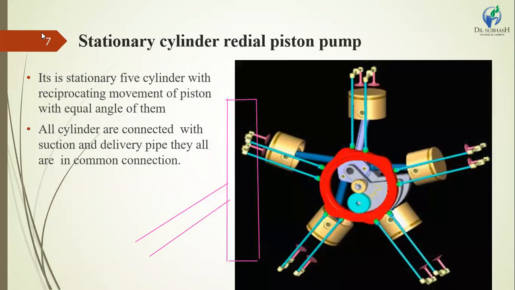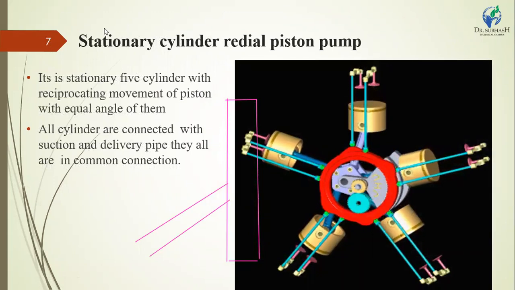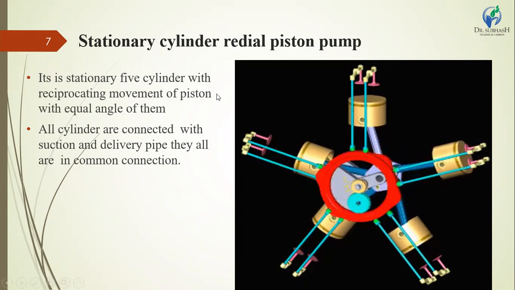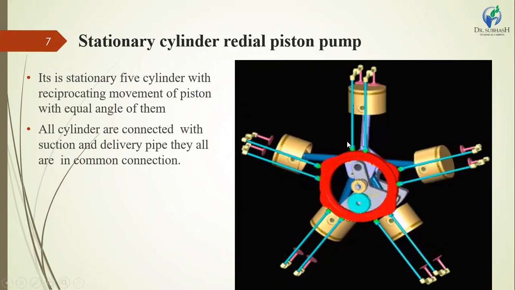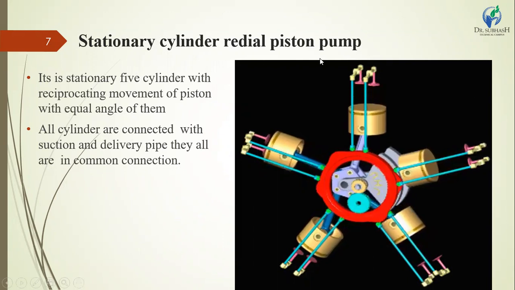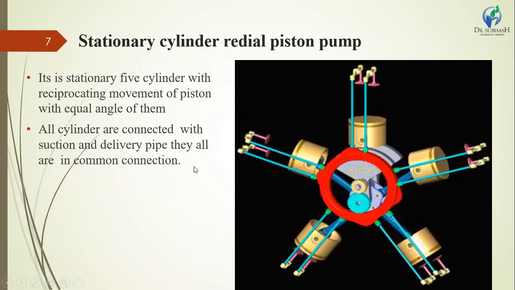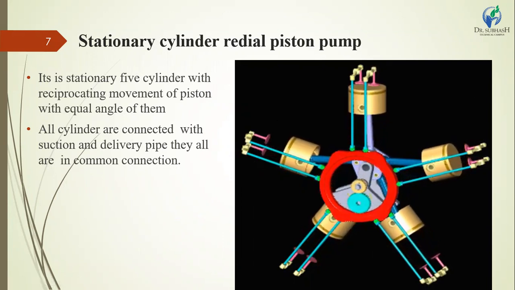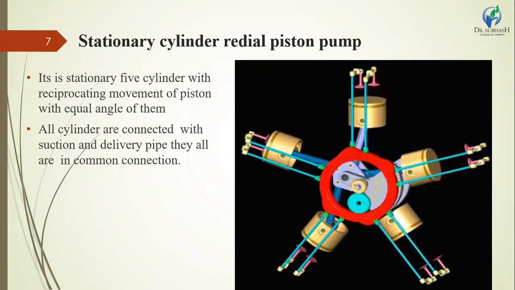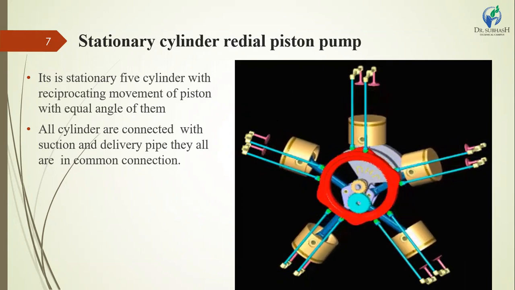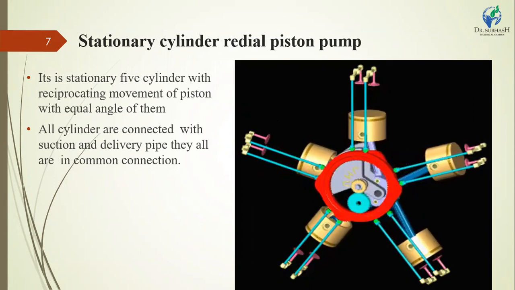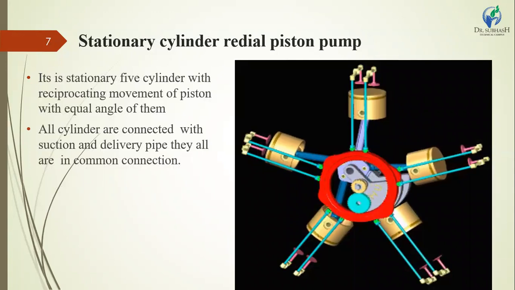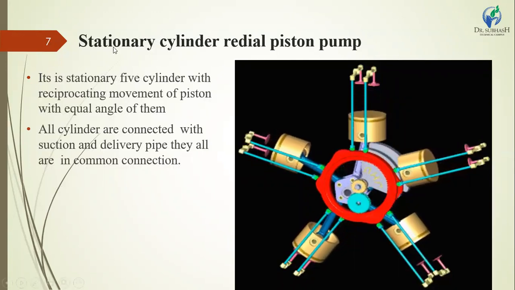The next is a stationary cylinder radial piston pump. Here the cylinder is stationary and it is a radial piston pump. This type of pump consists of a stationary cylinder block. The cylinder block is stationary, it cannot move from its place, in which 5 cylinders are arranged coplanar with equal angles between them.